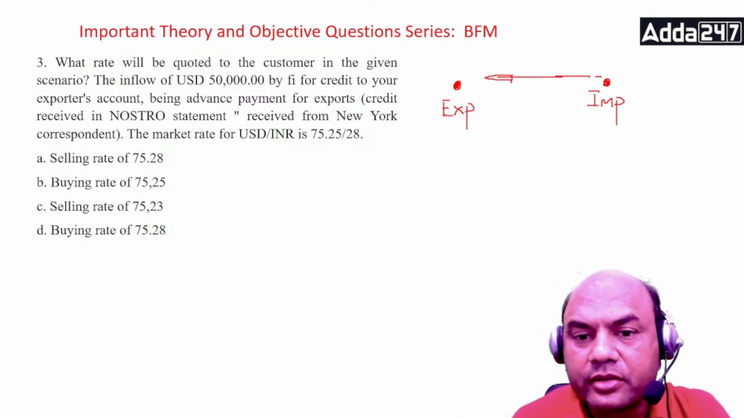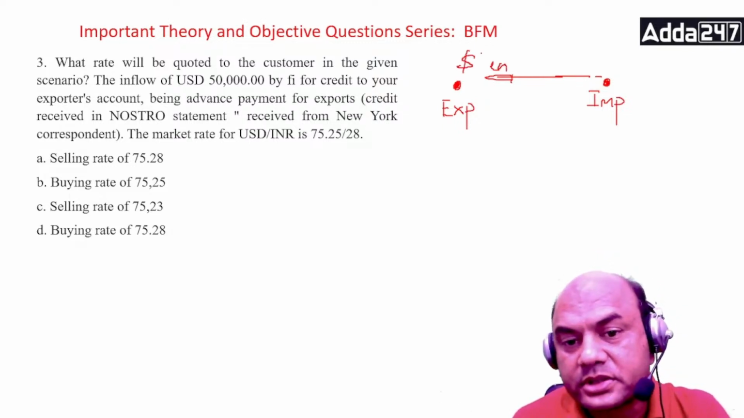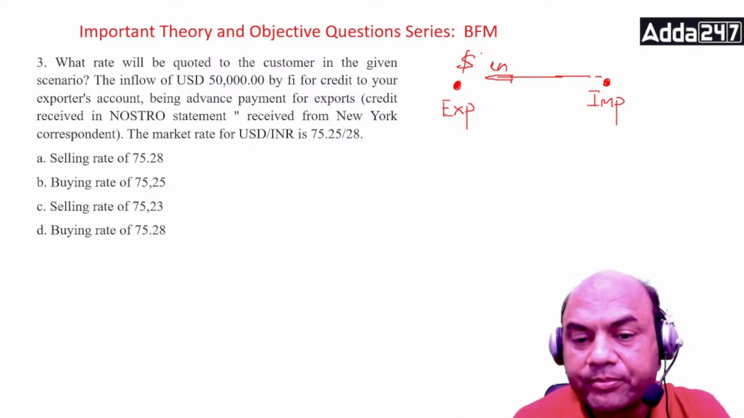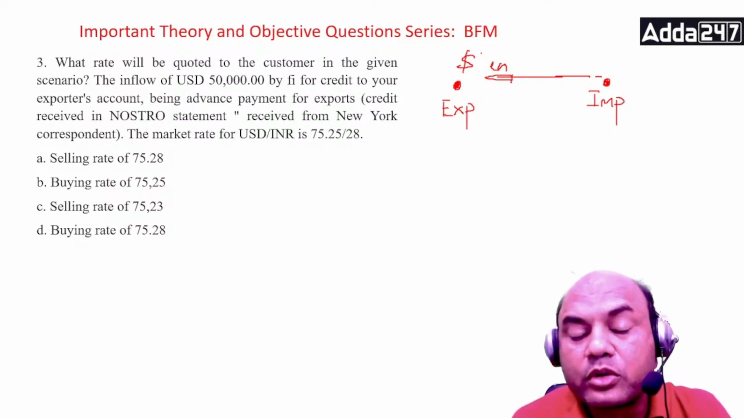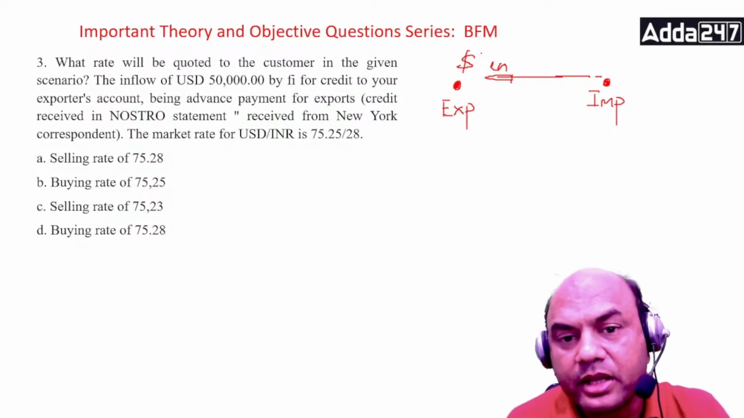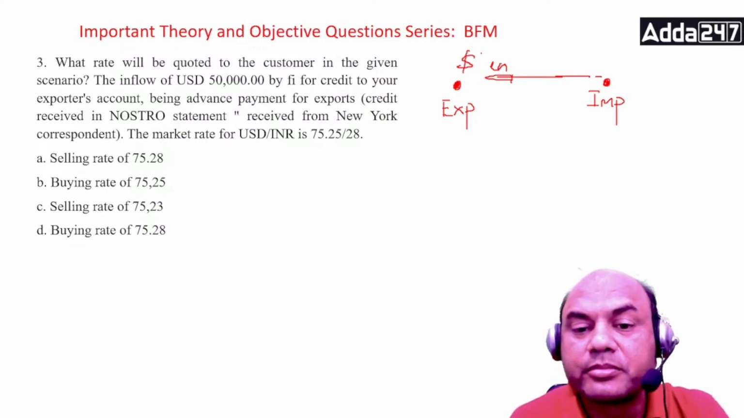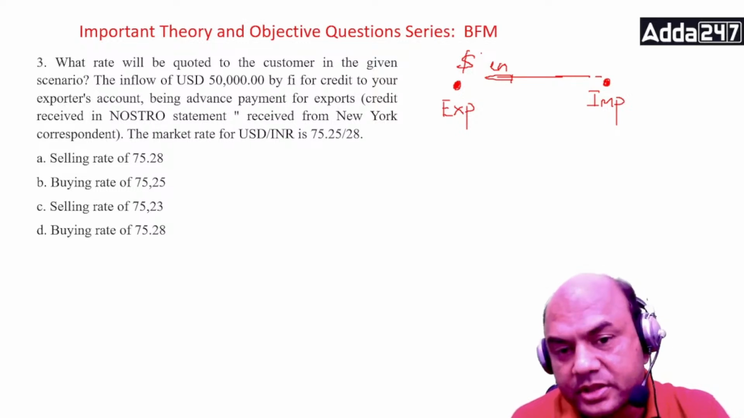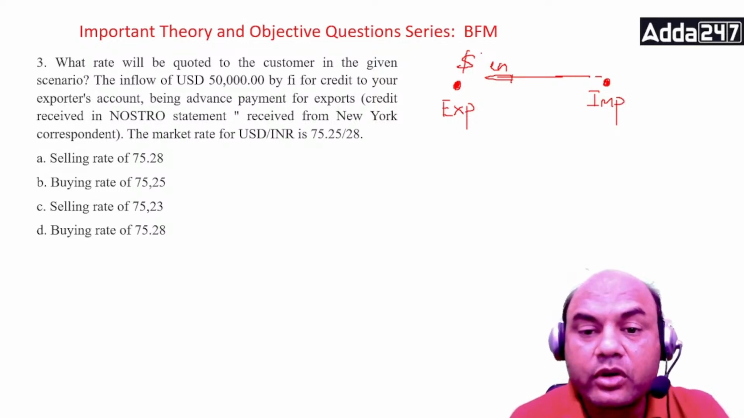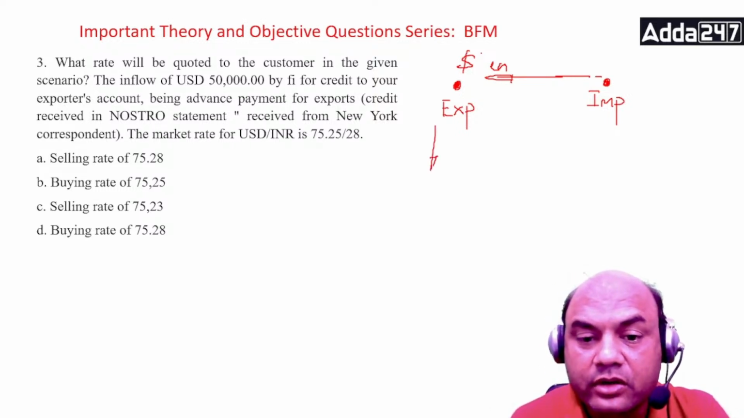Dollars are coming in. Okay. So whenever dollars are coming in, you have to buy the dollars. So what do we do as a bank? We buy the dollars from this customer. See, this exporter will get the dollars, but he has to spend in rupees. This exporter can't spend in dollars. If he has to give some salary to somebody, this salary can't be given in dollars, right? So this salary will be given in what? Rupees. So he will sell the dollars to you, bank.